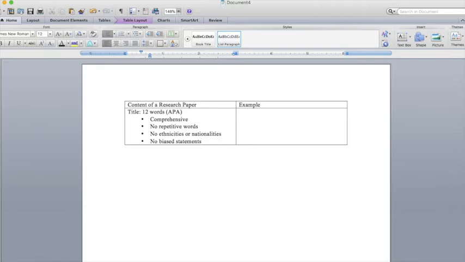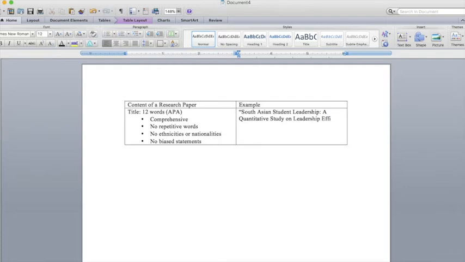Now, just quickly recall what we need to do for our coursework. So it's about South Asian student leadership. A quantitative study on leadership efficacy. Okay, now I just wrote a title. Let's see whether we have met these requirements. Is it comprehensive? Well, I think it is comprehensive. South Asian student leadership, a quantitative study on leadership efficacy.